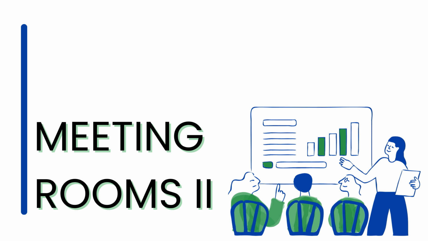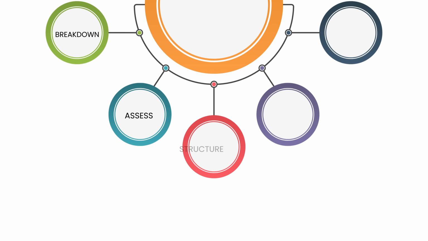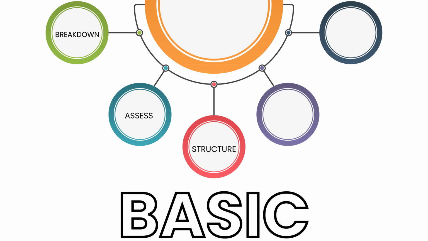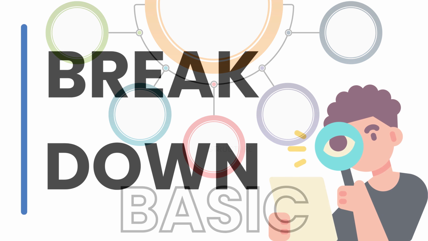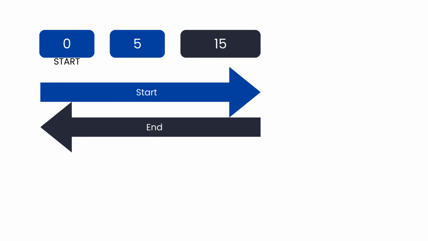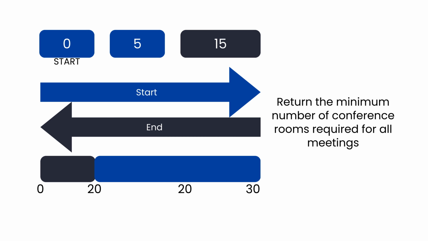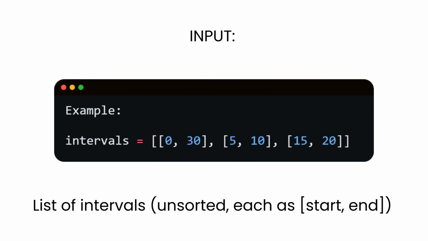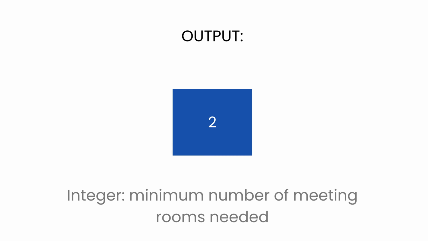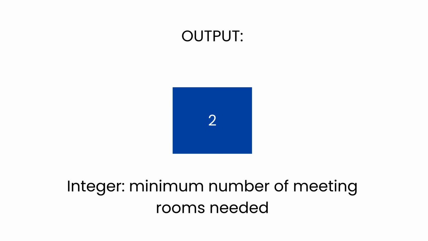Let's break down Meeting Rooms 2 using the basic approach, so you can solve any resource allocation or interval overlap challenge step by step. You're given an array of meeting time intervals: start, end. Return the minimum number of conference rooms required for all meetings. The input is a list of intervals, unsorted, each as start, end. The output is an integer, the minimum number of meeting rooms needed.